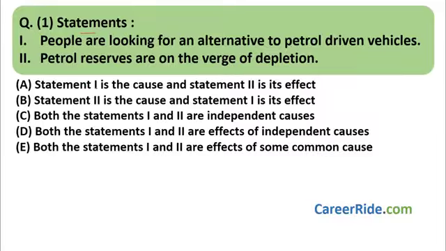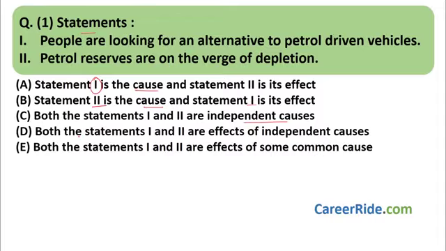First one is statement 1 is the cause and statement 2 is its effect. So statement 2 is the effect of statement 1. The second one is exactly opposite. Statement 2 is the cause and statement 1 is the effect of this cause. Third one, both statements are independent causes. That means none of them is an effect. Both of them are causes and both of them are independent causes. They are not related to each other.